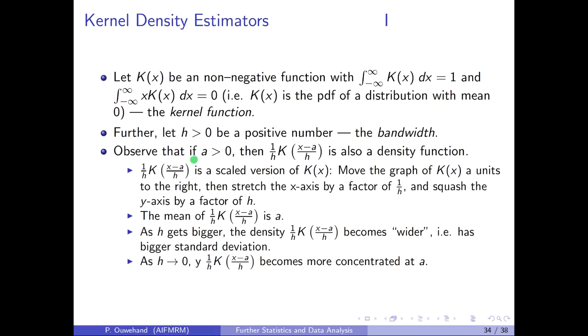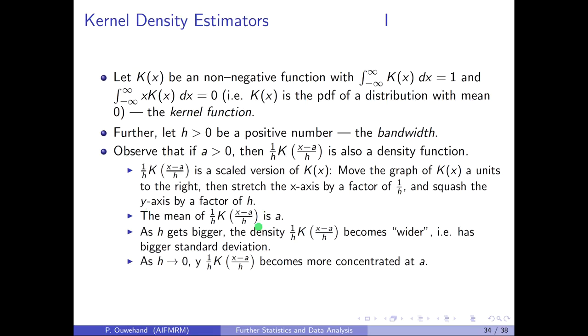Suppose that a is greater or equal to 0. Then 1 over h k of (x minus a) over h is also a density function, as you can easily verify using a change of variables. Moreover, this function is a scaled version of k of x. You have to move the graph of k of x a units to the right, then stretch the x-axis by a factor of h, and squash the y-axis by a factor of h.